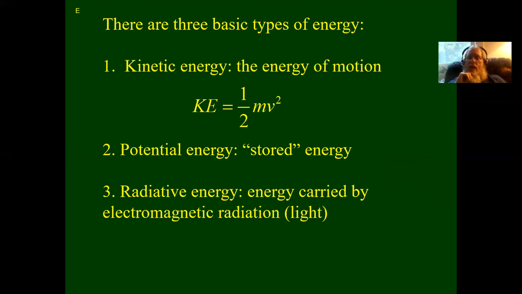And then we have potential energy, which is energy that is stored in some configuration of the physical system that can be converted into kinetic energy. And it comes in a number of varieties. And one that is particularly important for astronomy is gravitational potential energy.